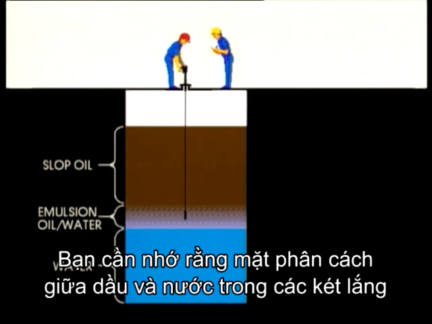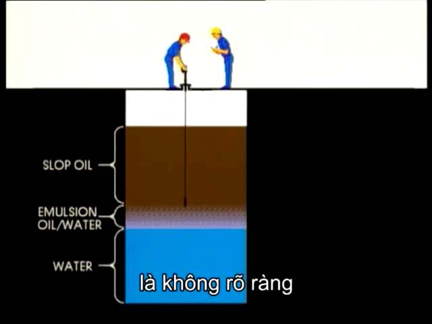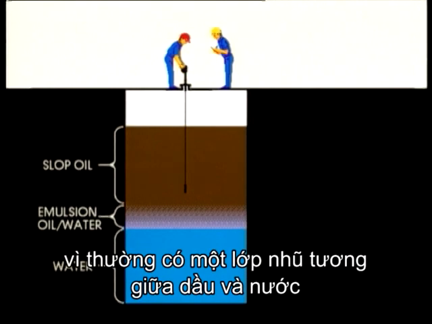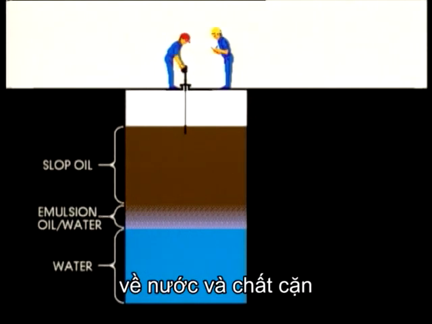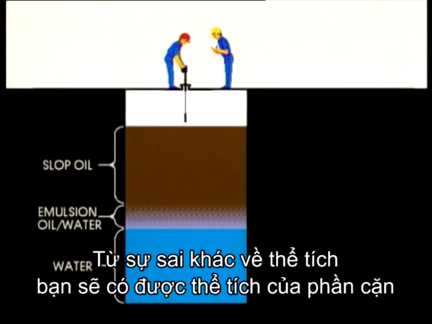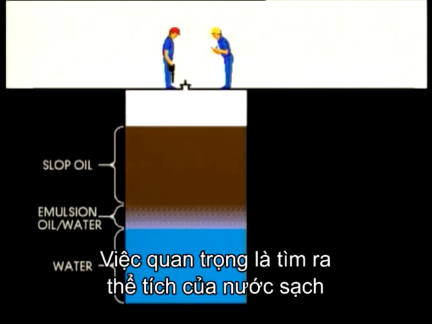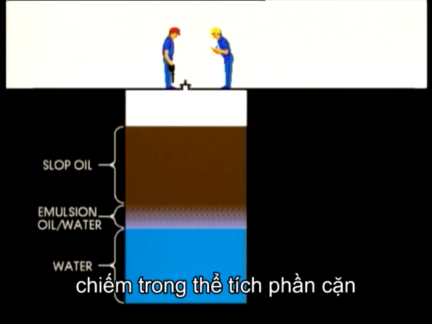Remember that there is no sharp interface between oil and water in a slop tank. Usually there is a layer of an emulsion of oil and water. But with care, you should be able to establish safe volumes of slop and water. The difference in volumes will give you the gross volume of the slop. The importance of finding the volume of the slop is to establish what volume of clean water remains under the slop oil.